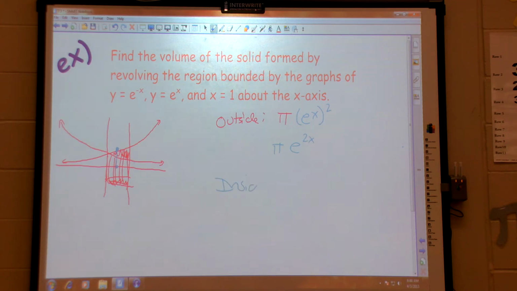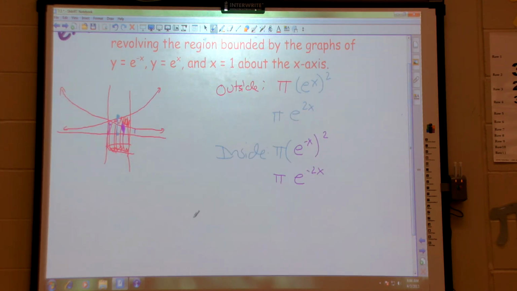Inside, that inside radius just goes to the other function, yes? Which is e to the negative x. So I get pi e to the negative 2x. I'm going to go ahead and factor out the pi. I have the integral from what to what? 0 to 1.